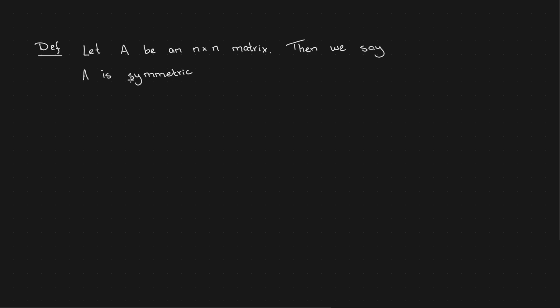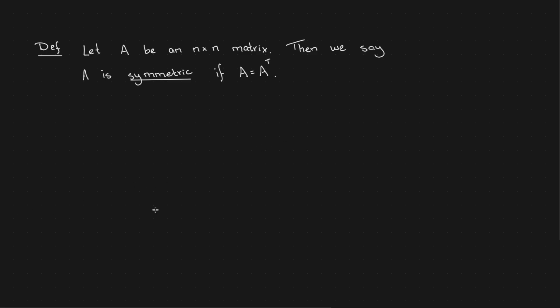There are a couple special types of matrices related to the transpose. So let's define them. Let A be an n by n matrix, so it's square. Then we say matrix A is symmetric if A equals A transpose.